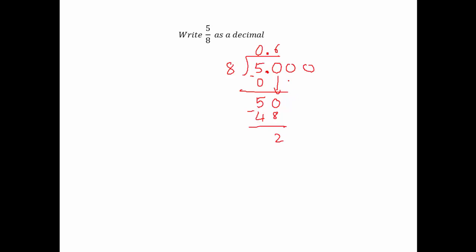You still have many 0s here. So bring down another 0 here. How many times 8 go to 20? 2. 8 times 2 is what? 16. So 20 minus 16 is 4.